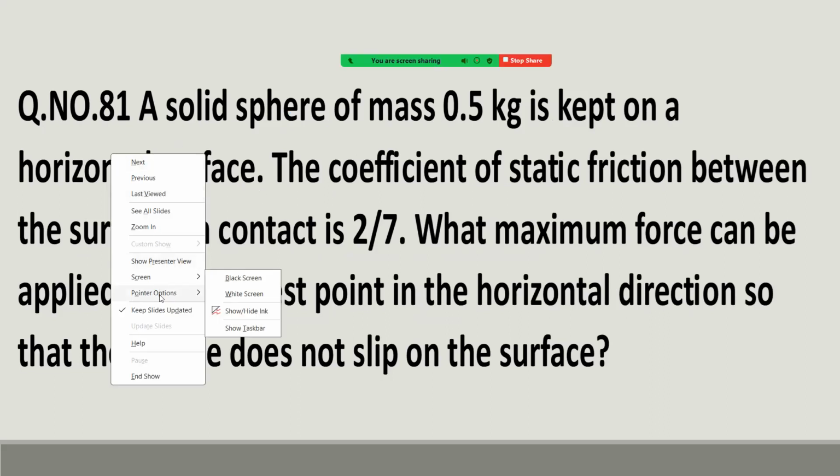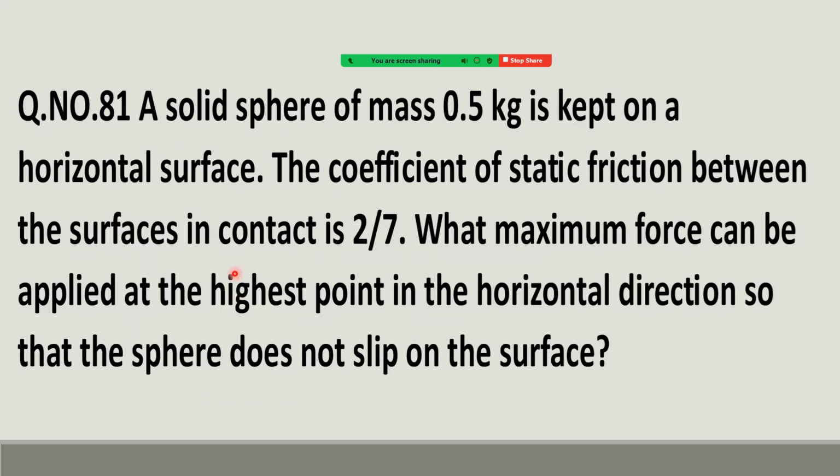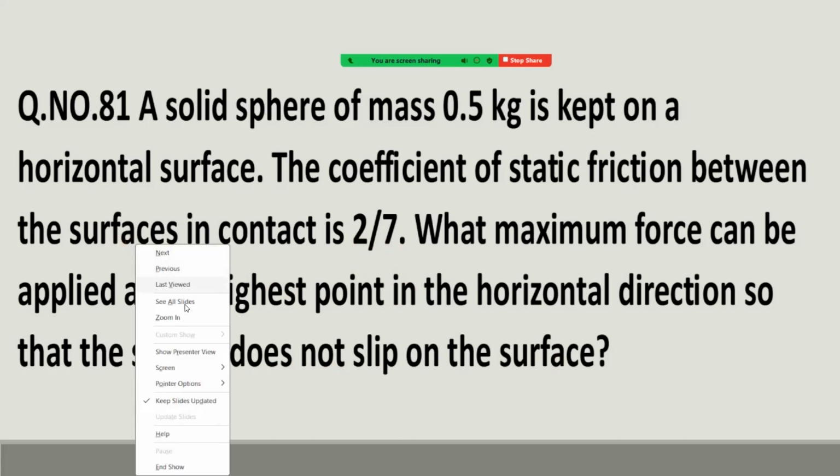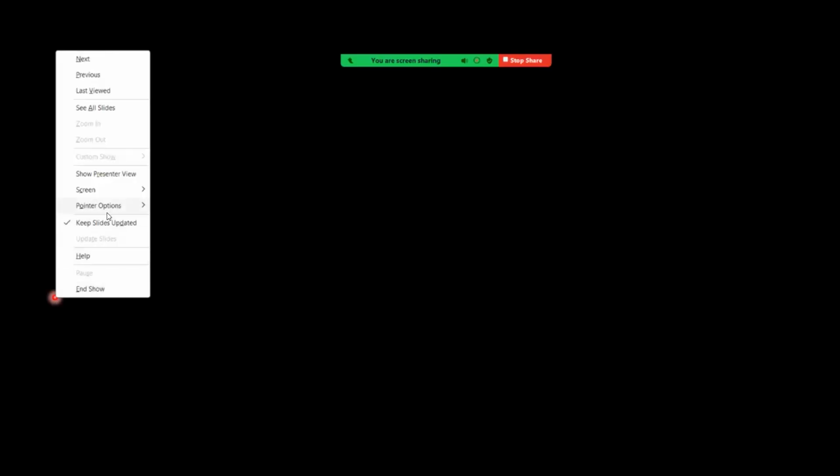See what is given. A solid sphere of mass half kg is kept on a horizontal surface. The coefficient of static friction between the surfaces in contact is 2 by 7. What maximum force can be applied at the highest point in the horizontal direction so that the sphere does not slip on the surface? So we are asked for the maximum force. The condition is rolling without slipping.